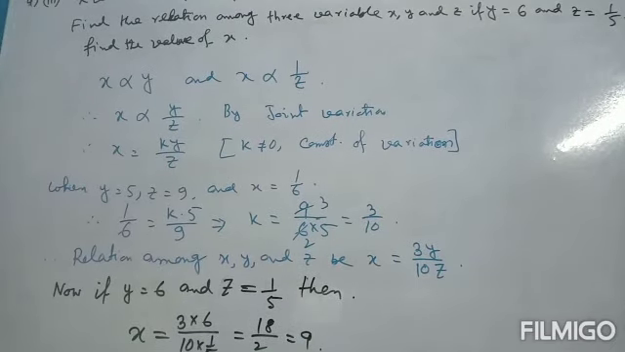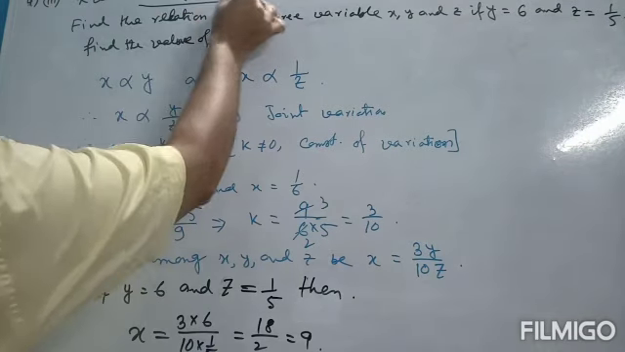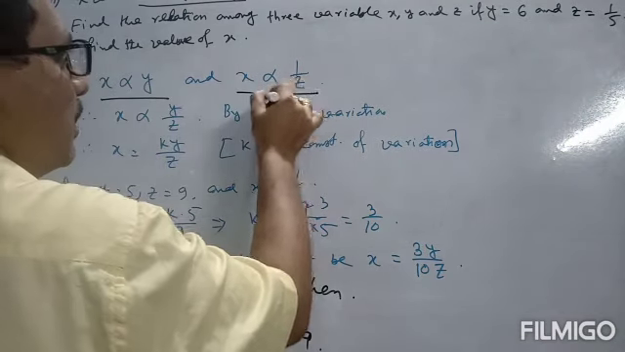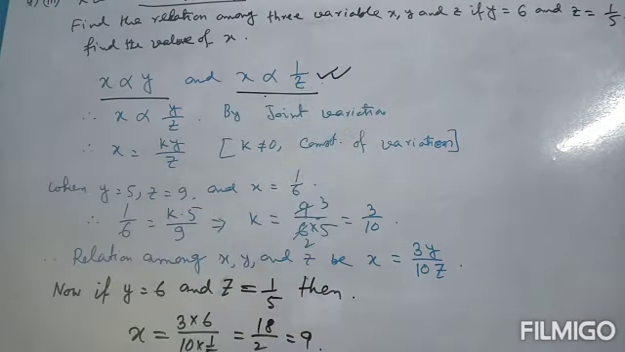So, X varies as Y, it is given. X varies directly with Y. So, X varies as Y and X varies inversely with Z. So, X varies as 1 by Z.